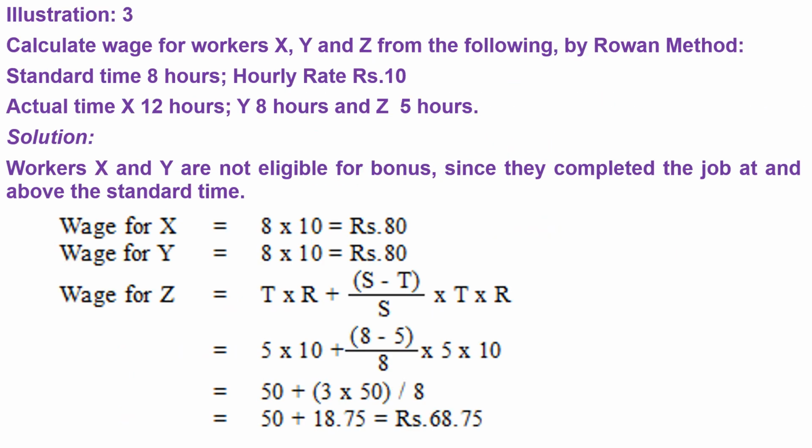Illustration 3. Calculate wage for workers X, Y and Z from the following, by Rowan method. Standard time 8 hours, hourly rate 10 rupees. Actual time: X 12 hours, Y 8 hours and Z 5 hours. Solution. Workers X and Y are not eligible for bonus, since they completed the job at and above the standard time. The other calculations are presented here.